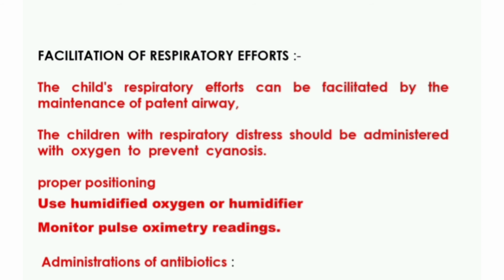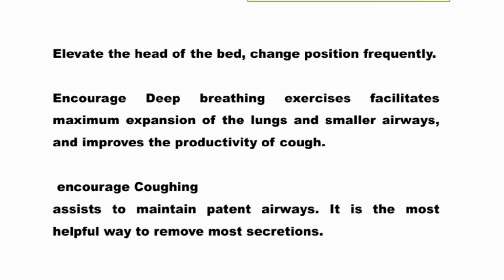Administer oxygen to prevent hypoxemia, because as we know, due to poor oxygen exchange, there will be less oxygen in the blood, so the child will suffer from hypoxemia. To avoid this, we have to administer oxygen. Positioning is very important. Keep the baby in semi-Fowler's position, which helps to improve respiratory function. Then give humidified oxygen, monitor the pulse, and monitor oxygen saturation using a pulse oximeter, and change the position frequently.